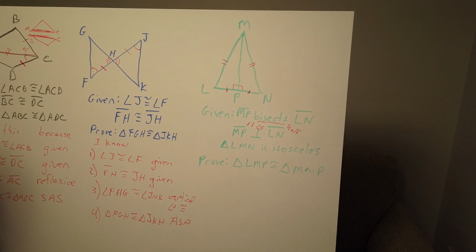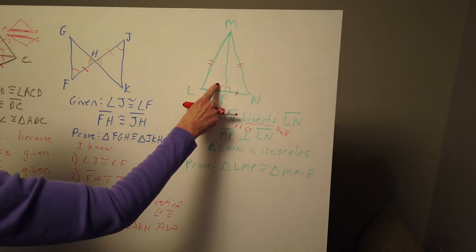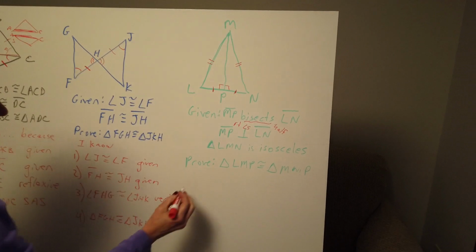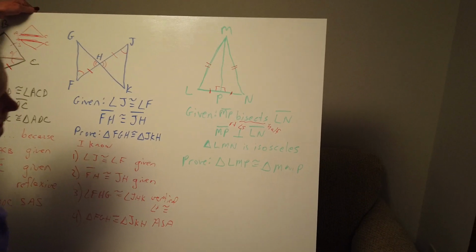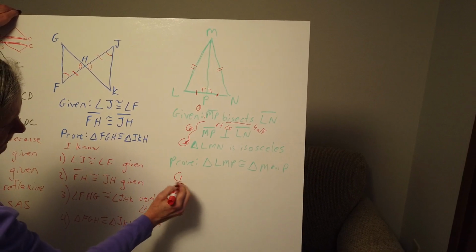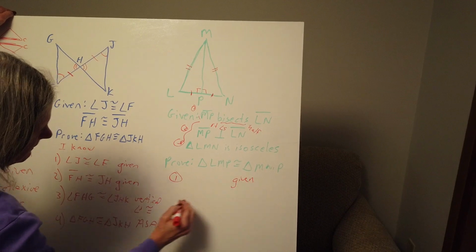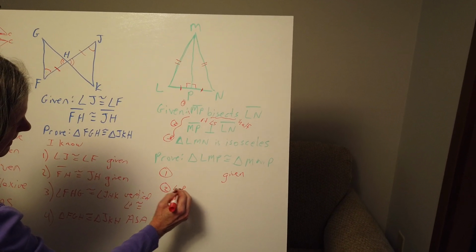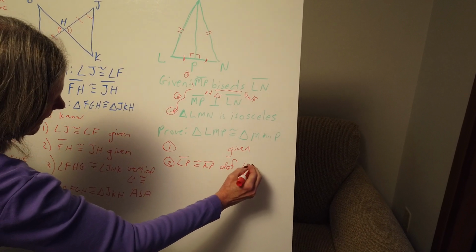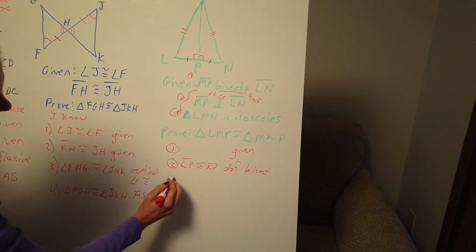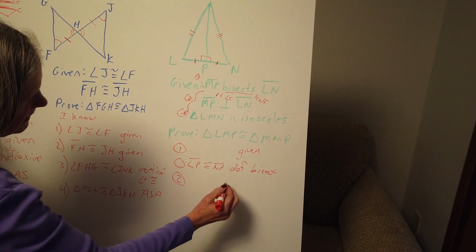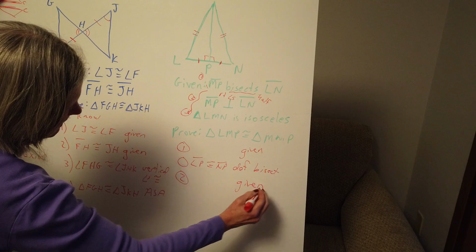So now I can do a couple of things. One of the things I noticed right away is I've got the hypotenuse and a leg because it's a right triangle. So I could be done that way. So one way, and instead of recopying all my givens here, I'm just going to go 1, 2, 3. Statement 1 is given, that told me that LP is congruent to NP by definition of bisect. Then I'm going to use statement number 2 from up here, that NP is congruent to LN because it's given.